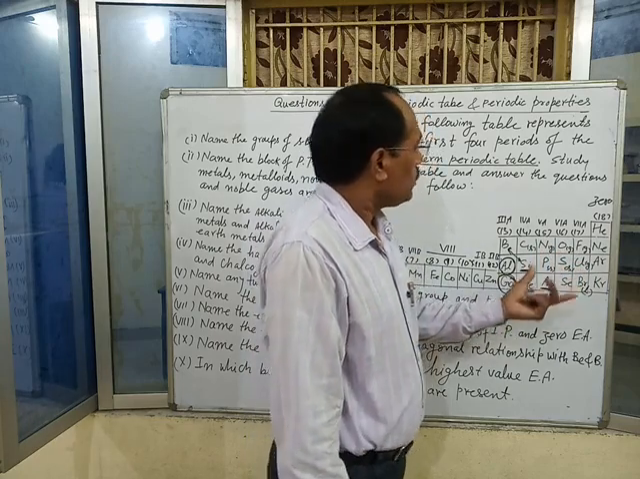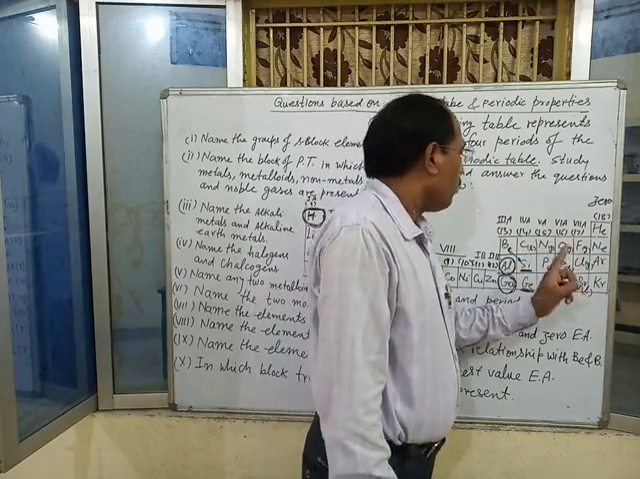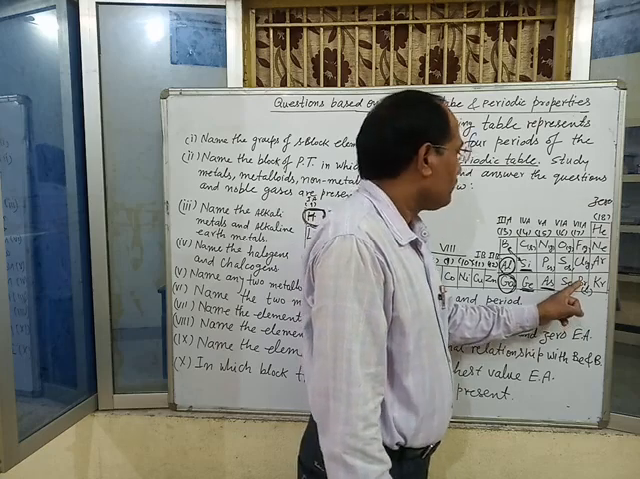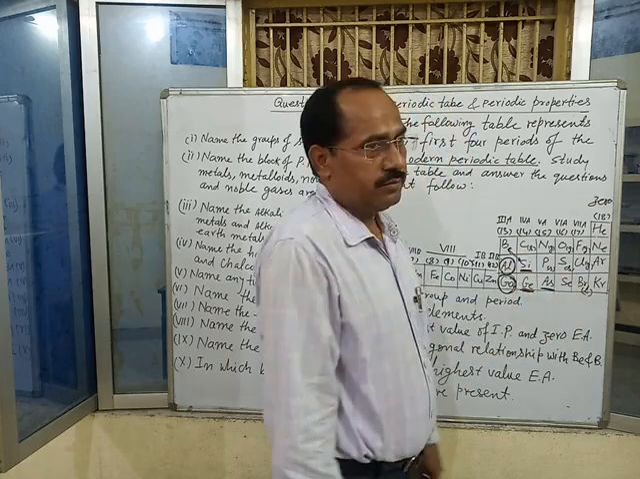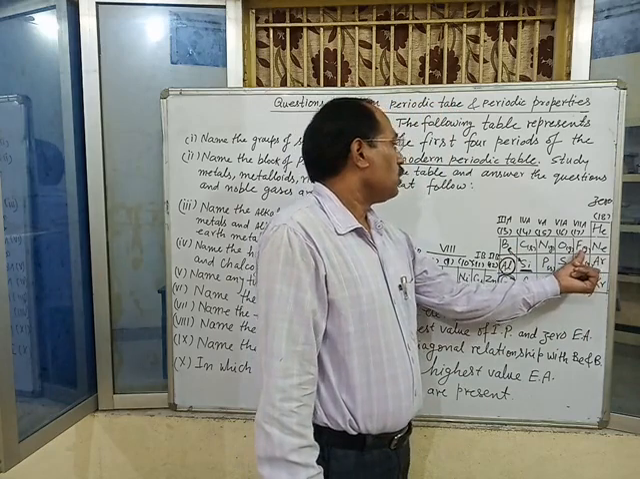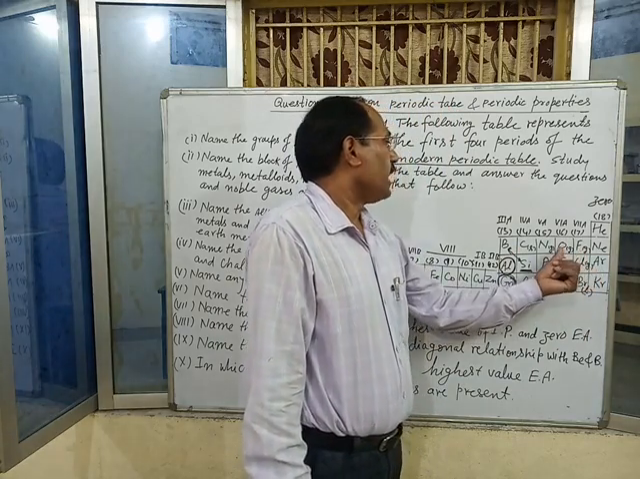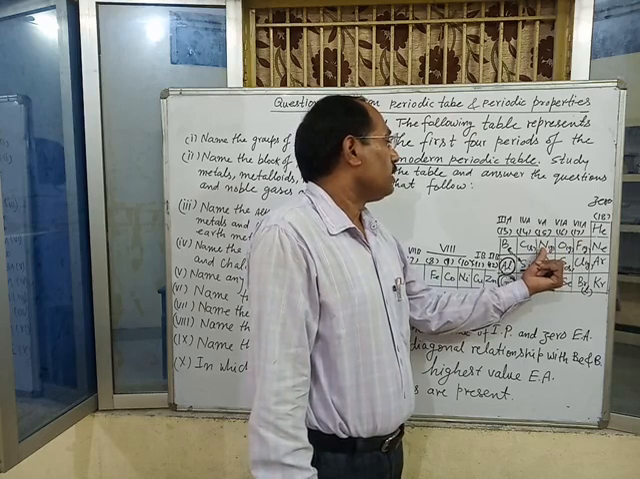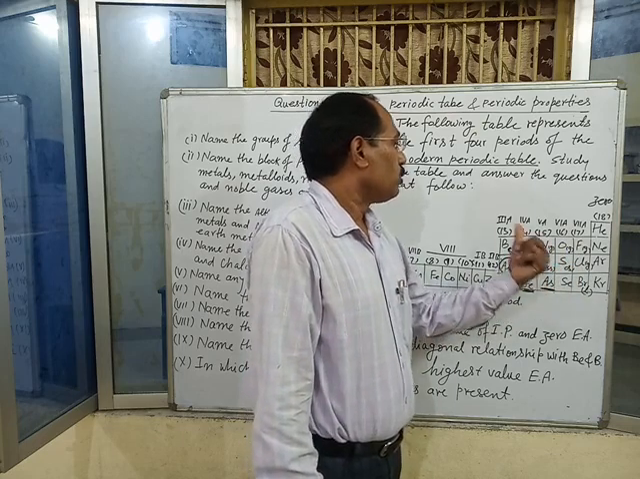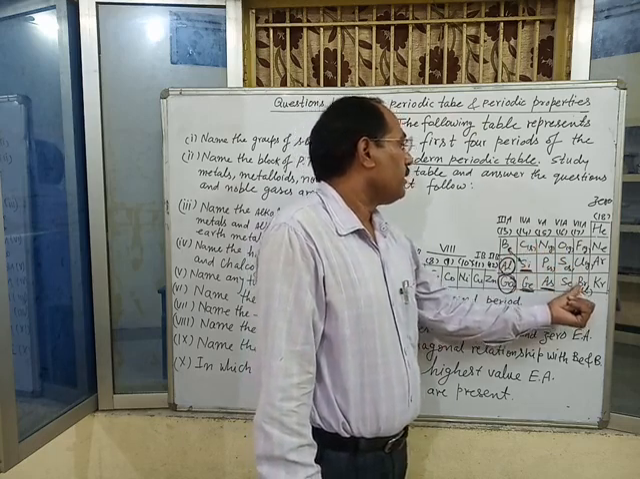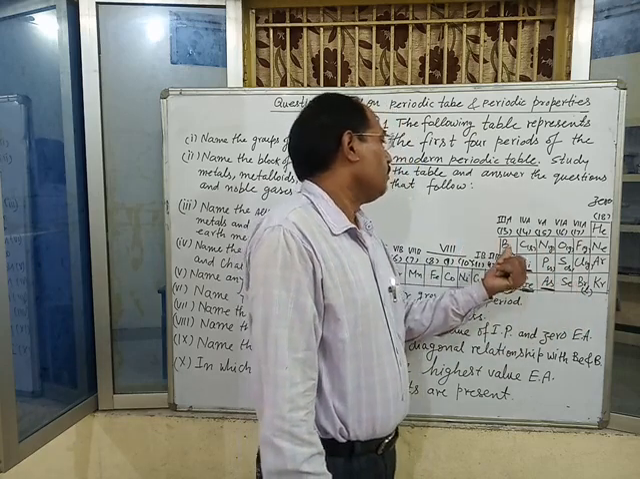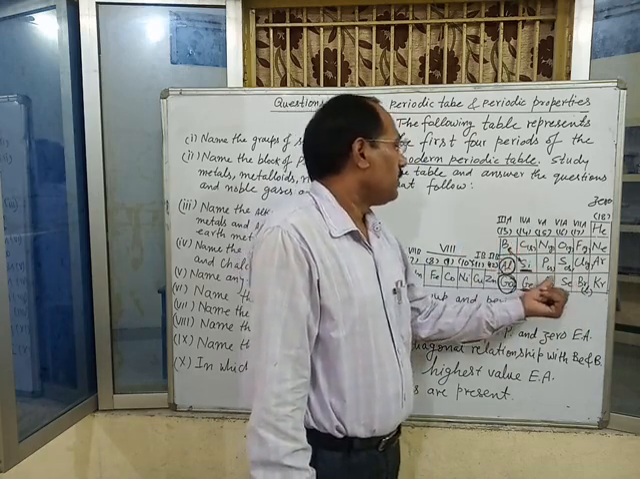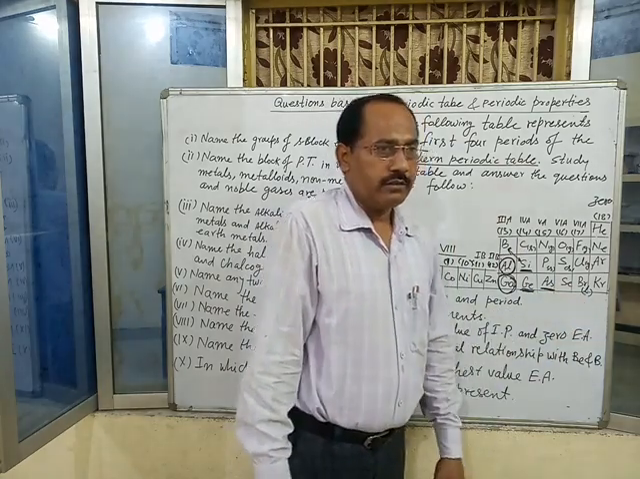At fourth place, bromine, then iodine and carbon. First, the most electronegative element is fluorine. Second most electronegative element is oxygen. Third most electronegative elements are nitrogen and chlorine. Fourth most electronegative element is bromine. And fifth most electronegative elements are carbon and iodine. Then hydrogen.